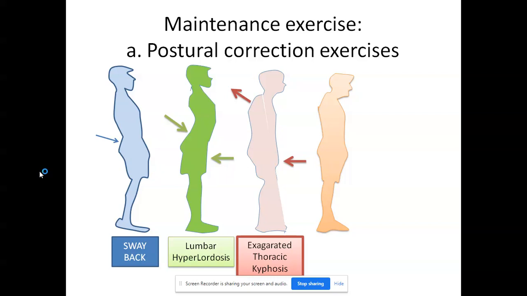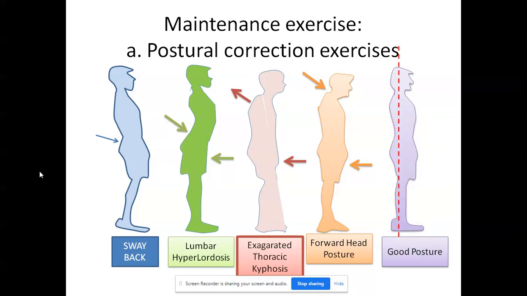Coming to the forward head, that is your cervical spine is moving forward, hence your COG lies behind the cervical spine. This is nothing but your forward head posture. Compare it with the normal posture. This is your good posture.